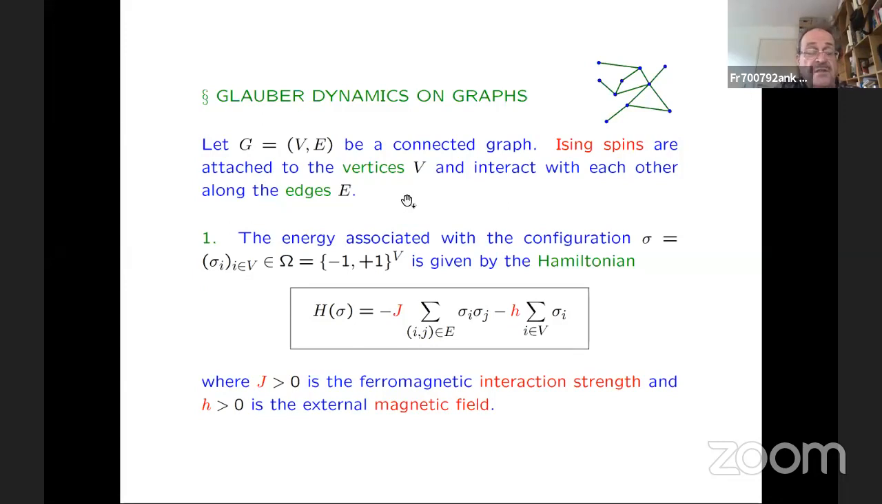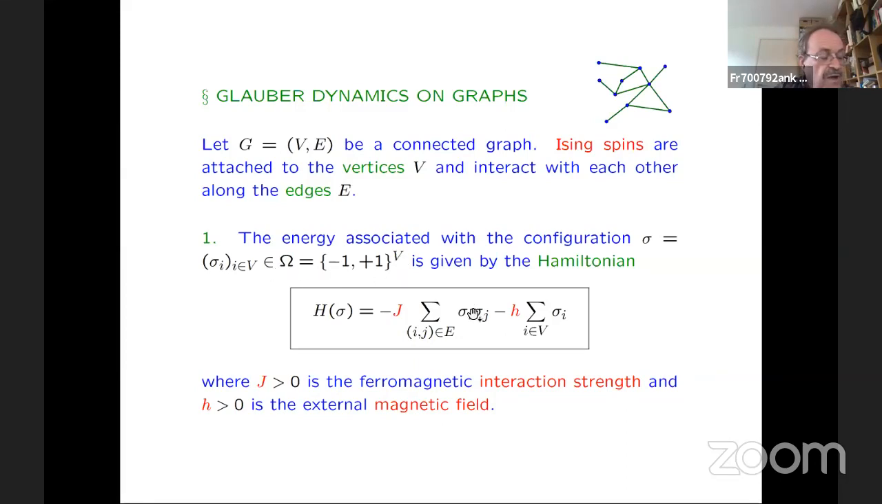Right, and we always need to begin by defining a configuration space. Well, the configuration space is going to be, now Omega is the set {-1, +1} to the power the vertex set. So this is all possible arrangements of Ising spins on the vertices, and we're going to denote the Ising spins by sigma.